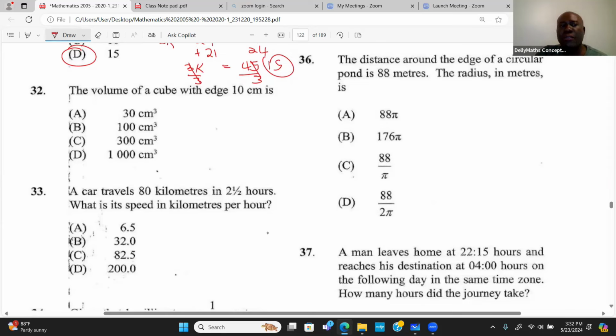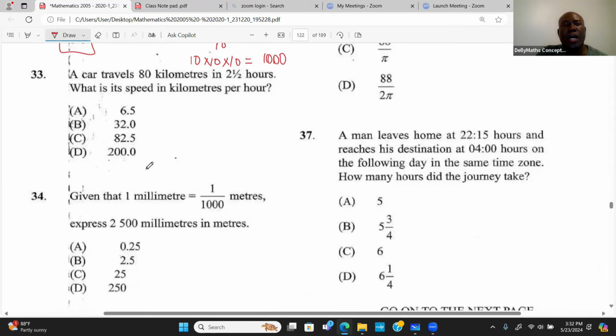Number 32 says the volume of a cube of edge 10 is what? Now, again, I've seen this question a lot, but here is a cube. The idea of a cube is that all the edges are the same length. So this is a 10 by 10 by 10. Volume is going to be multiplying 10 by 10 by 10, and we're going to get 1,000. So my answer is D.